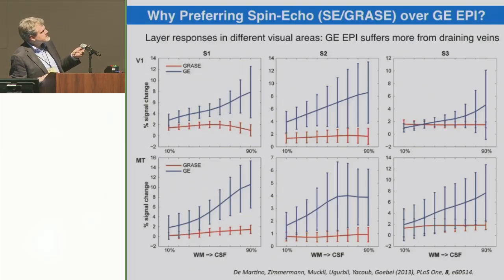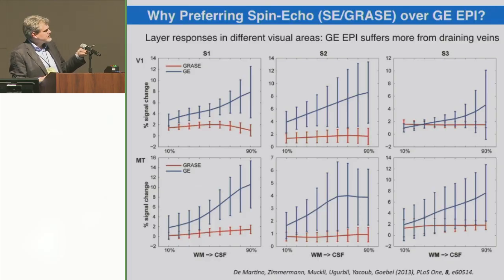So I said that we use the so-called GRASE sequence, which is kind of like a spin echo sequence, but we can have multiple slices. And why do we prefer this over gradient echo? Actually, we do both. We compare the results of the classical or standard gradient echo EPI with this spin echo kind of GRASE sequence.